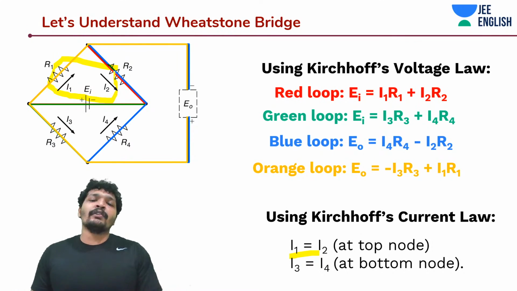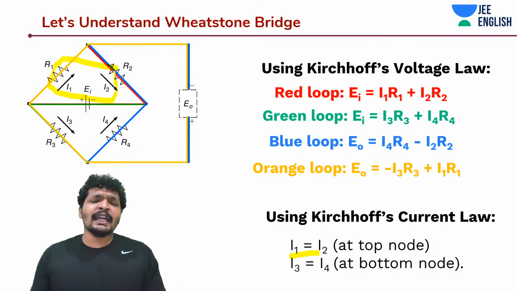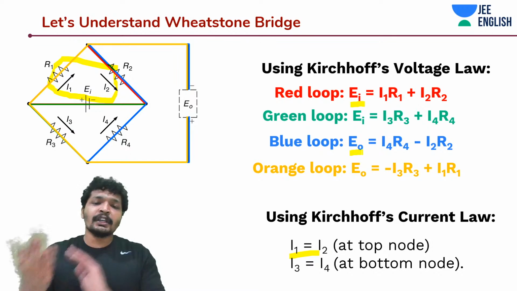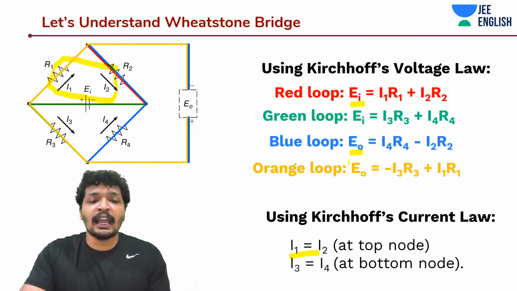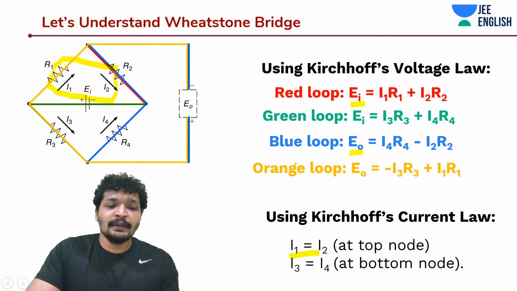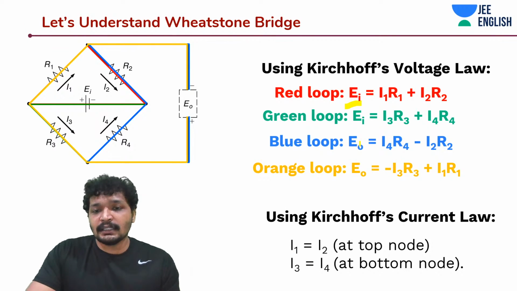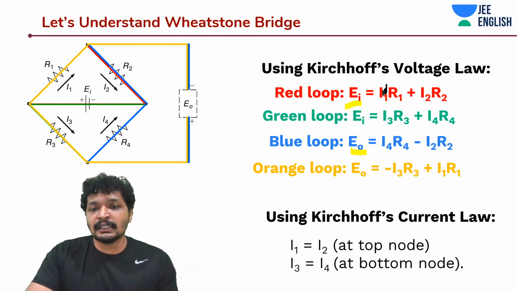Now you have solved the Wheatstone Bridge. Now what are you going to do? You are going to try and express EI in terms of E naught or E naught in terms of EI. What we are going to do is basically eliminate I1, I2, I3, I4 and this current. If you eliminate the current, we will get the voltages, EI and E naught, in terms of resistance values.